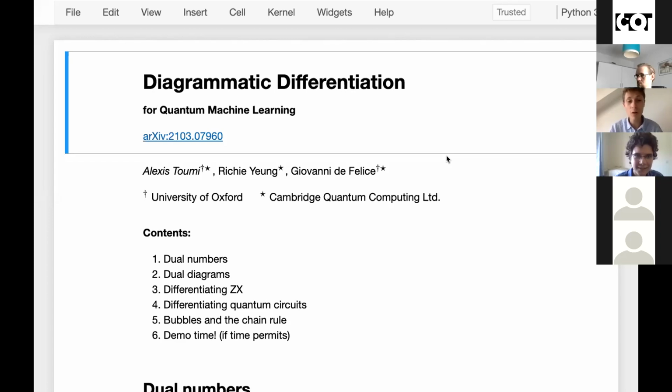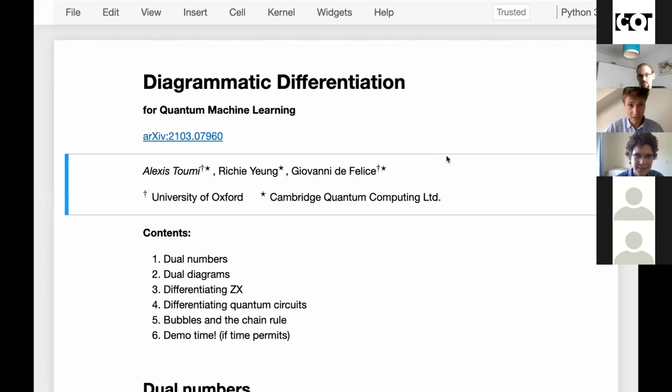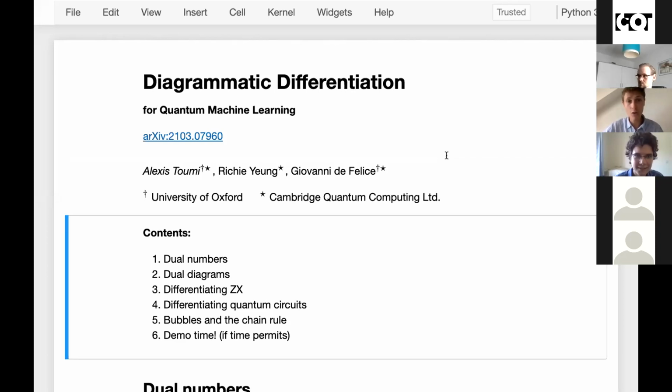And then we'll look at differentiating quantum circuits, and at differentiating their post-processing with a new graphical notation that we call bubbles, and how bubbles allow us to draw the chain rule with diagrams. And then if I have enough time at the end, I'll go through a very quick demo of our implementation of all this theory. So let's get started with dual numbers.